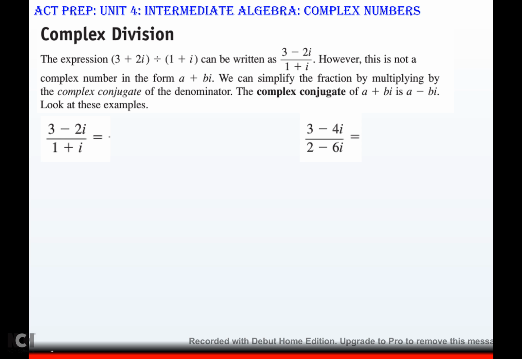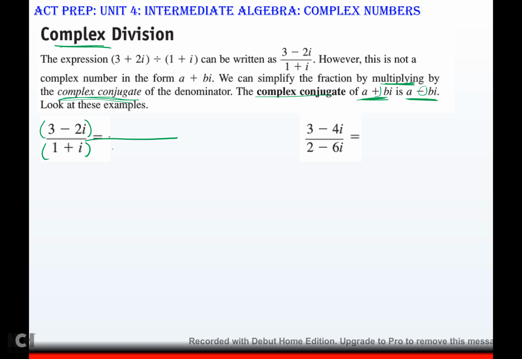So when you're told to do complex division, you don't really do any division. What you do is you rationalize the denominator, which basically means you've got to get rid of the i in the bottom. We do that by multiplying by the complex conjugate of the denominator. The complex conjugate of a complex number a plus bi would be a minus bi. You only change the sign in the middle. If I look at these examples, I can't divide this, but I have to rationalize it. I can't leave an i in the denominator.